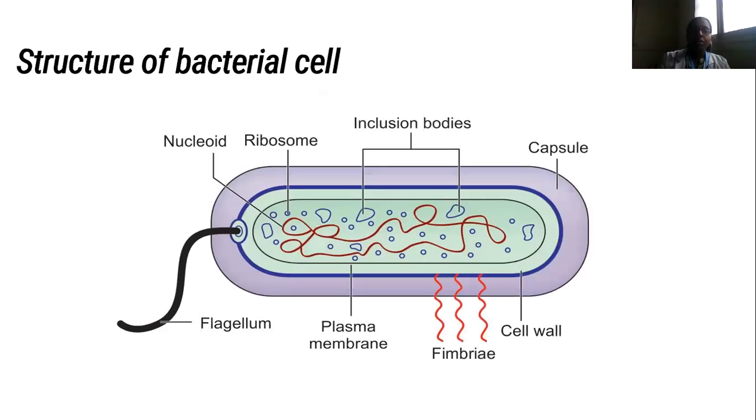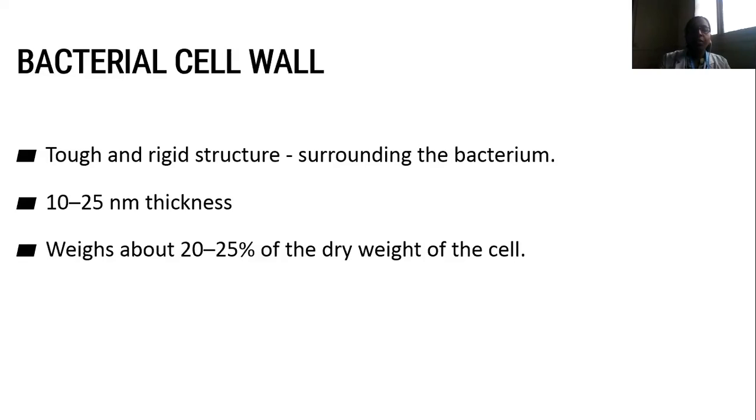Let us see each part of the bacteria in detail. First we'll see the bacterial cell wall. The bacterial cell wall is a very important structure. It is usually tough and rigid and gives the shape to the bacteria. It is around 10 to 25 nanometers in thickness and weighs 20 to 25% of the dry weight of the cell.